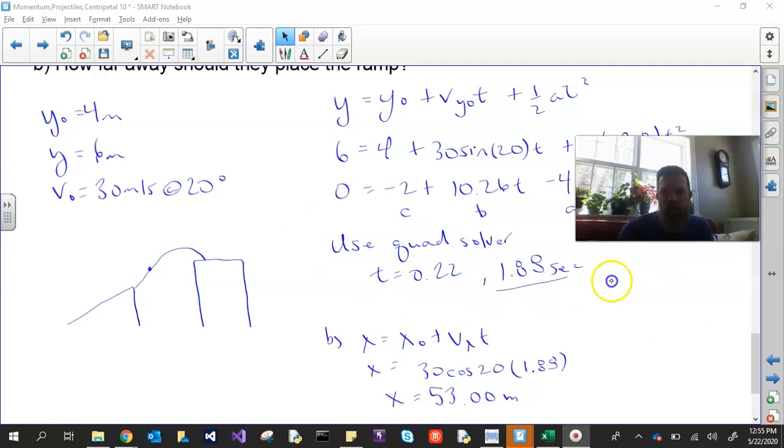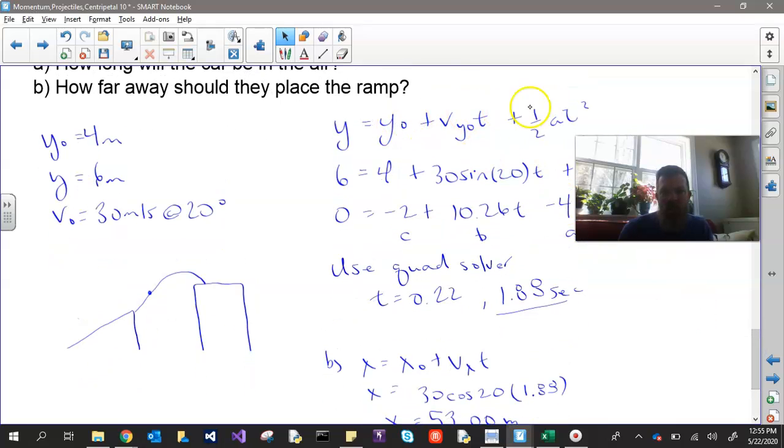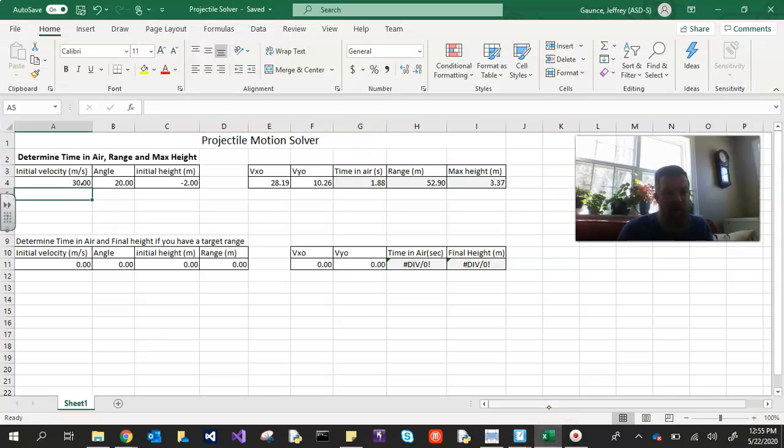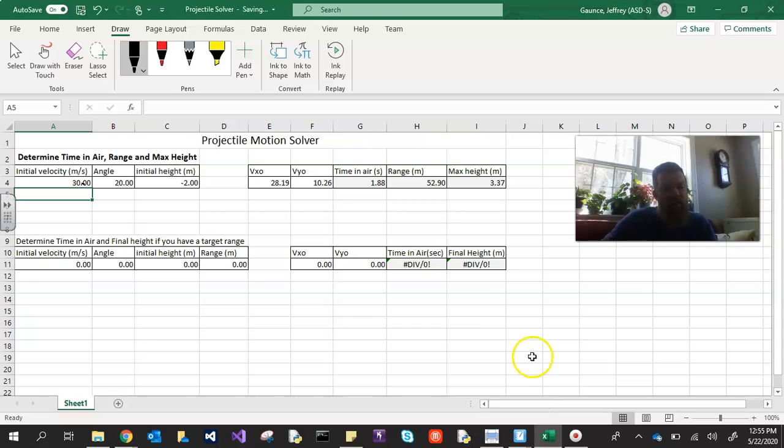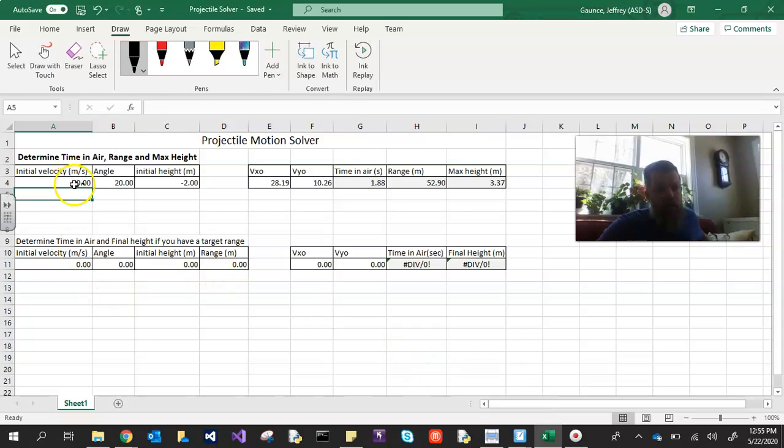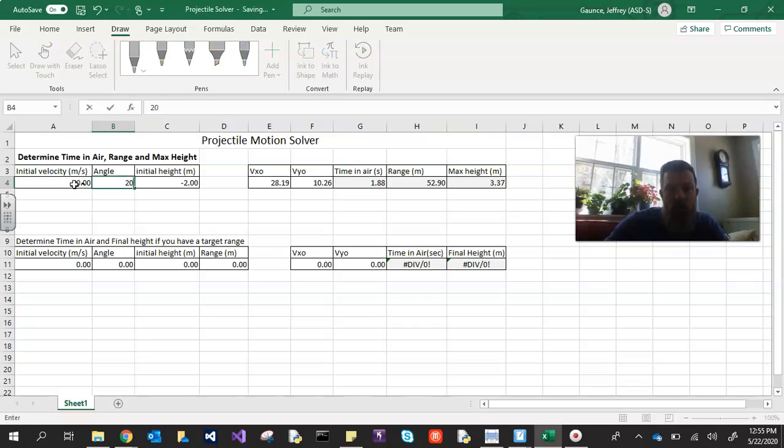Now we've gone through three examples. They all use the same formula. Your difference is what goes in for y, y0, and your vy0, and how they affect your question. You can use the quadratic solver for all of these. So I'm just going to go to the solver that I made the other day. In my solver, I put the 30, the 20 degrees, and a starting height of -2, and it gives me my numbers. It gives me my y0, vy0, and vx0, the time of flight 1.88, and the range is 52.9, which is slightly less, but that's because this number is rounded up. So the longer you're in the air, the more difference it makes.